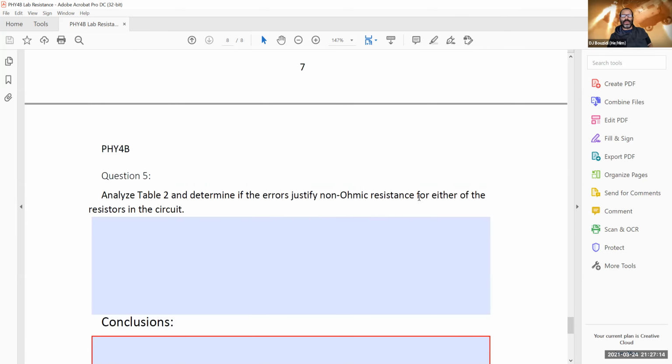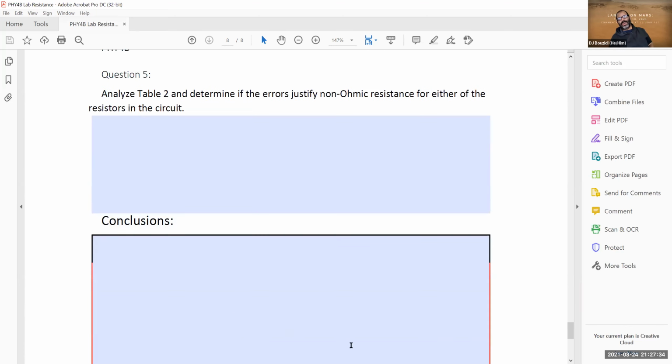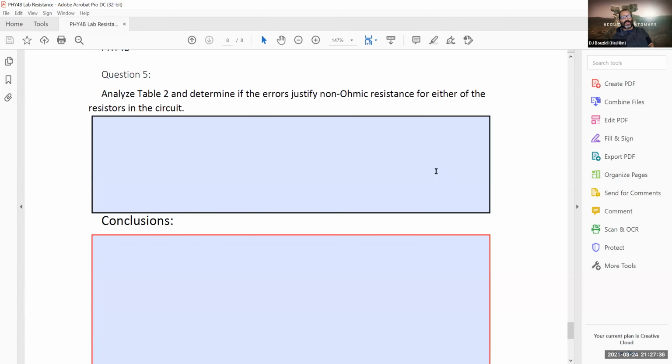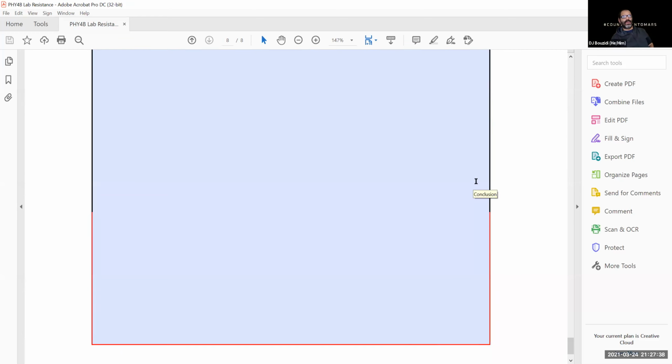Now, analyze the tables. If the errors justify non-ohmic resistance for this, analyze and determine. So basically, look at your data and your errors. Do all of your resistors behave ohmically? In other words, do all of these look like a linear dependency or not? Okay, if there is a discrepancy, please talk about that. Okay, finally the conclusion. Let's see the simulation now. Any questions about the entire lab, basically, before I go into the simulation?